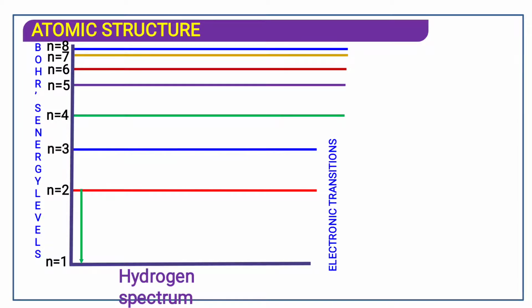When the electron comes back from the higher second energy level to the first energy level, it is said to be the Lyman series. And even when the electron comes from any higher orbit, that is 2, 3, 4, to the first orbit, it is said to be the Lyman series.